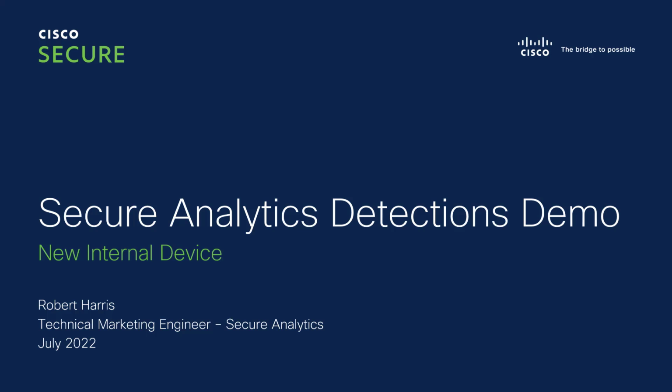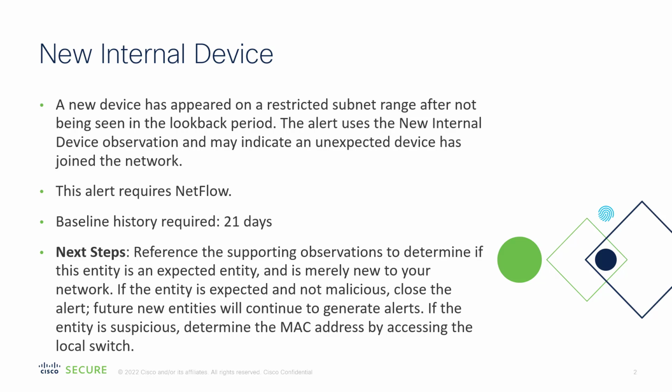Today we're going to take a look at the new internal device alert. The new internal device alert is going to show us whenever a new host appears on a restricted subnet range after it has not been seen during the lookback period. In a minute we're going to show you how to define those restricted subnet ranges.